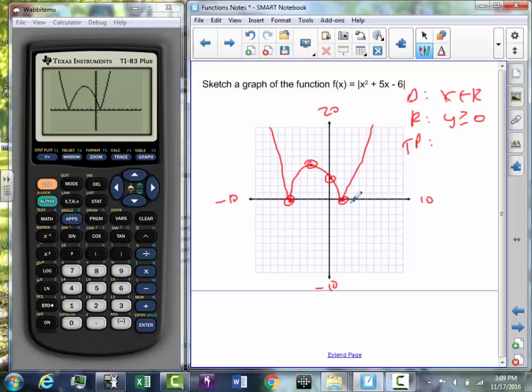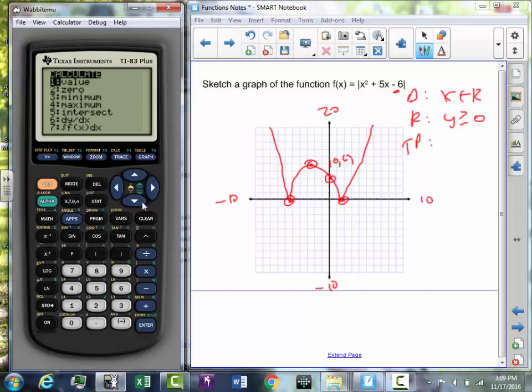There's a y-intercept. Where's the y-intercept going to be? Do I need to even use my calculator? Can you figure out the equation? Yeah, I mean, I know there's an absolute value there, right? But rather than being negative 6, now it's going to be positive 6. That's all. 0 and 6. Okay, so let's calculate the minimums.